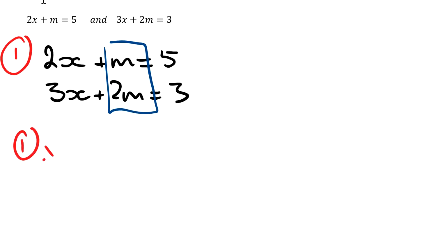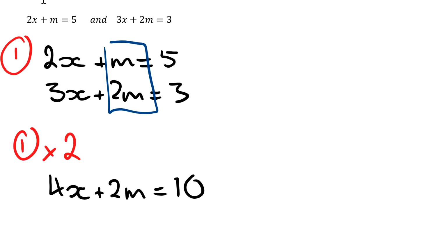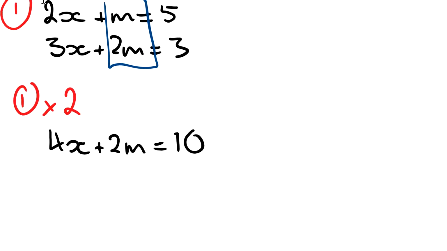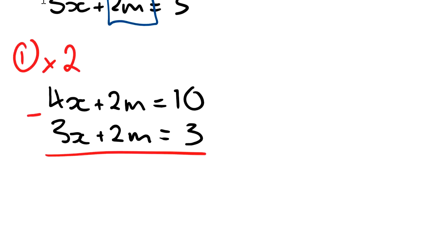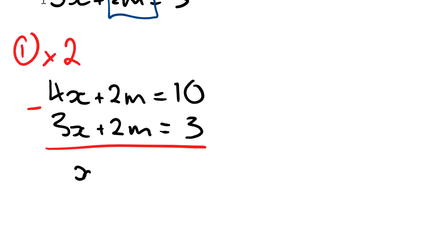So here I'm going to write equation 1 times 2. So now what I get is 4x plus 2m equals 10. Now I can go back and write my 3x plus 2m underneath. I notice that the signs are the same, and when they're the same, we said we subtract. So we get 4x take away 3x, which is x, 2m take away 2m, which cancels out, and we get 10 take away 3, which is 7. That came out neatly. So x equals 7.